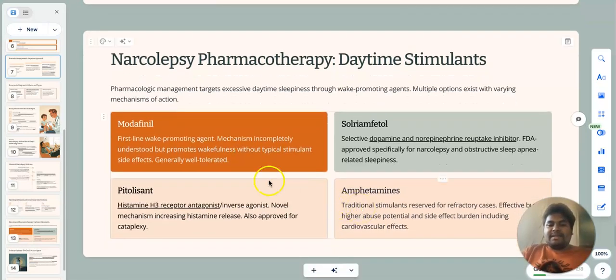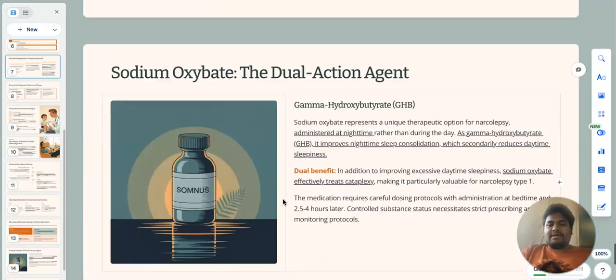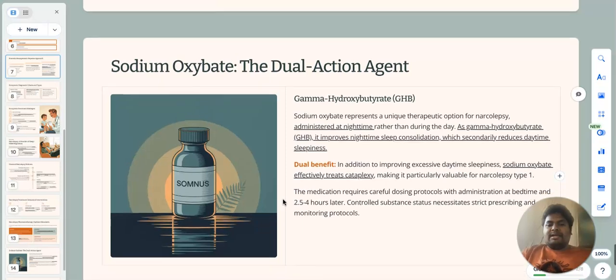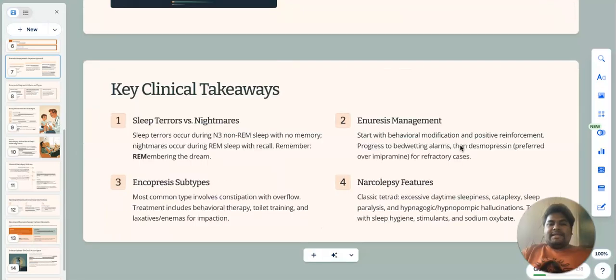The drugs necessary for the pharmacotherapy for narcolepsy are modafinil, and next is amphetamine. These are stimulants. Modafinil is quite common, and similarly we have solriamfetol and pitolisant. And sodium oxybate is another important drug. It's special because it also improves nighttime sleep consolidation, which reduces daytime sleepiness. Okay. Yes, thank you.